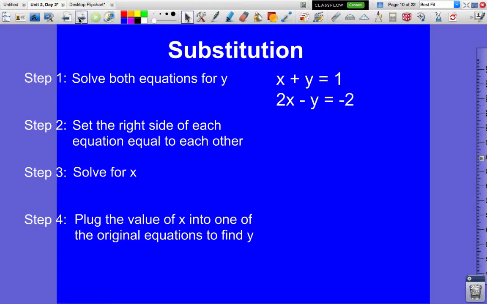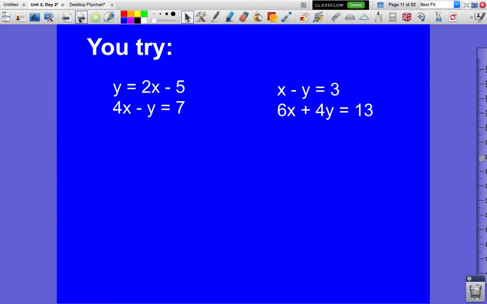Now let's have you try this. On your own paper, solve these two systems of equations by substitution. The one on the left is one system, the one on the right is another system. Pause the video and solve them on your own paper. You'll be turning that in later.